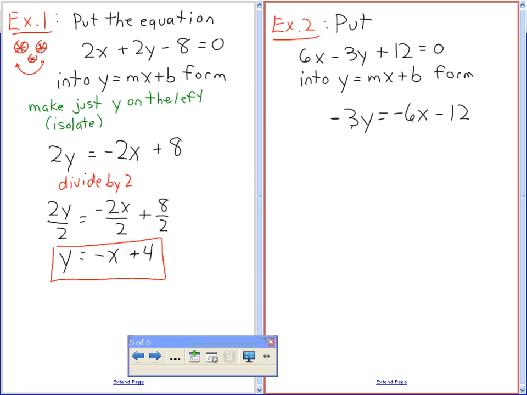Someone please be brave. Lisa, go ahead. You divide it all by 3. Close. Divided all by negative 3. Excellent.